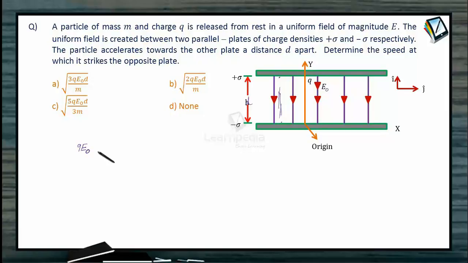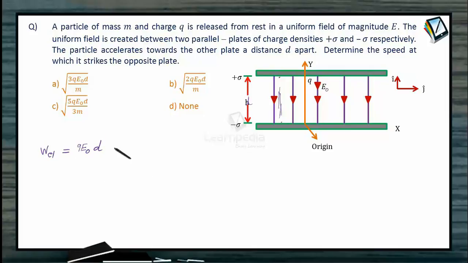magnitude wise as well as direction wise. And because of this force, when the particle starts from rest and travels a distance d, the work done by this electric force is equal to force into displacement in the direction of force, which is d in this case. So this is the work done by the electric force.